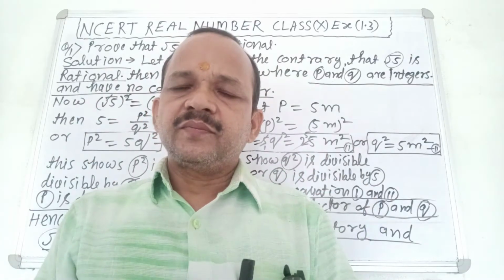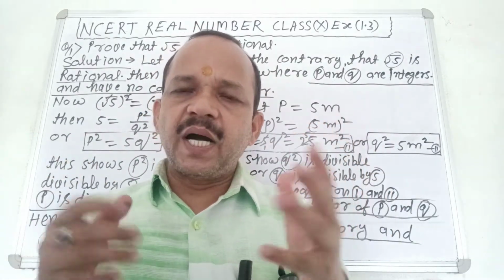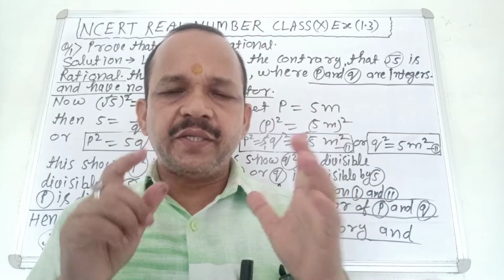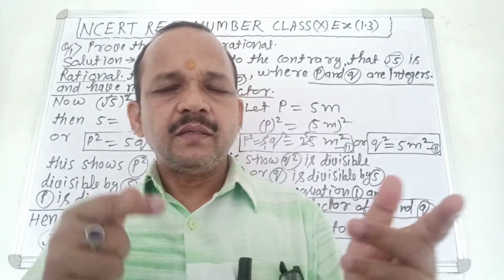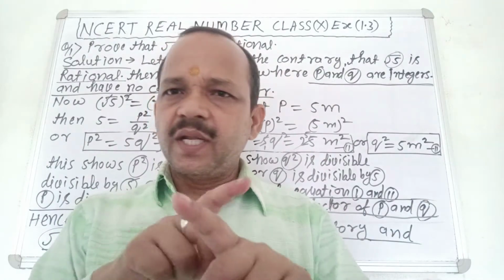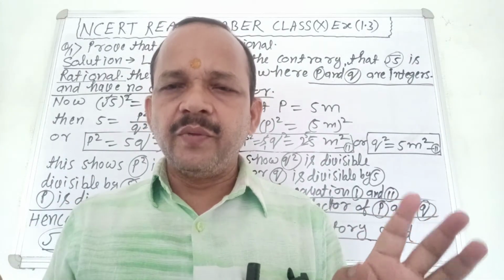A number which we can write in the form of p by q, where p and q are integers, q not equal to 0, is called a rational number. Rational number is clear? Very good.